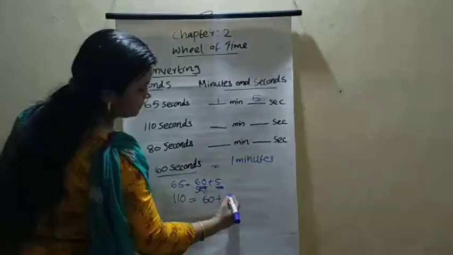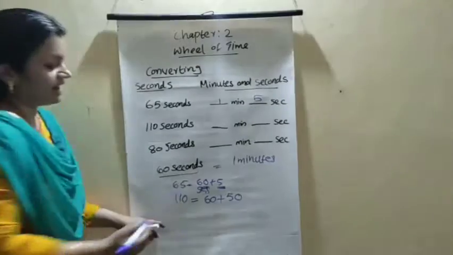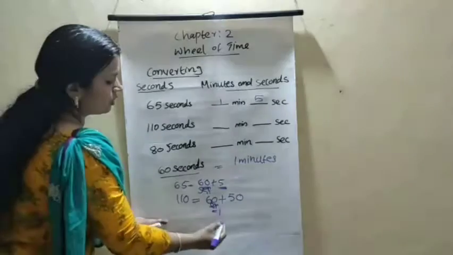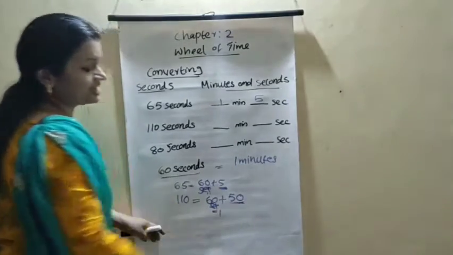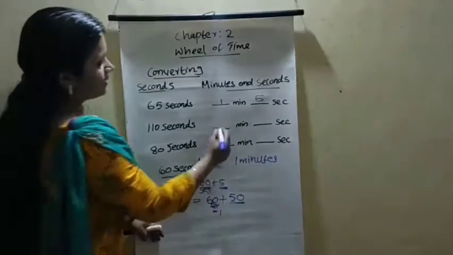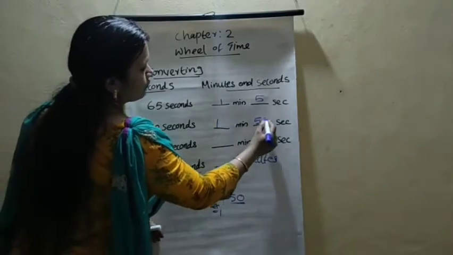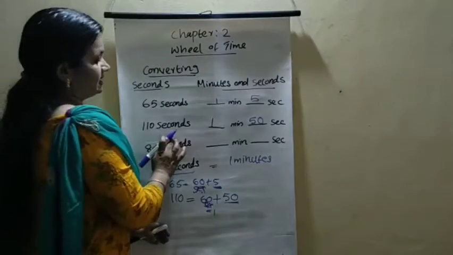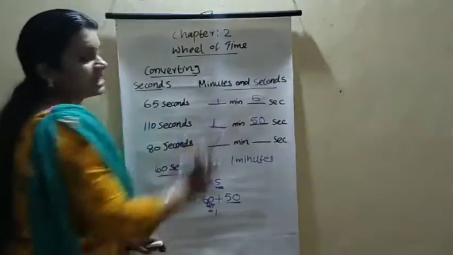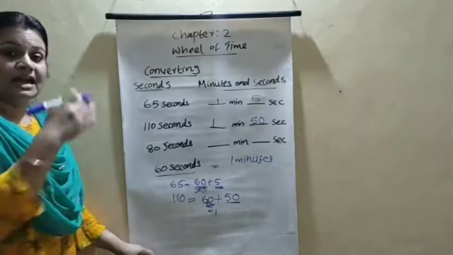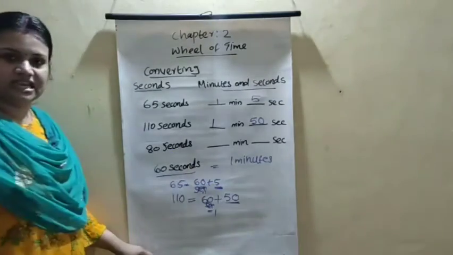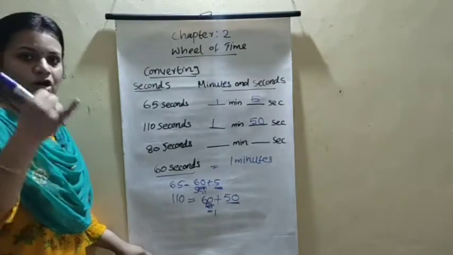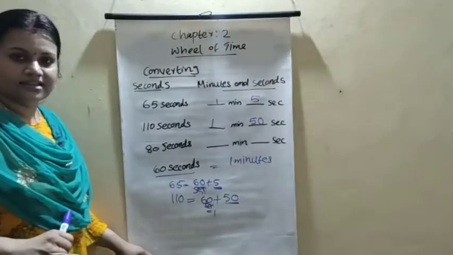Then 60 plus 50 equal to what? 110. So we already know that 60 seconds equal to 1 minute. So the balance is the seconds. So we can write 1 minute 50 seconds. Understood how to write it? 110 seconds converted into minutes and seconds. Always we write the number depending upon 60. Then you count, one finger equal to 10. Like that you count and write the seconds.